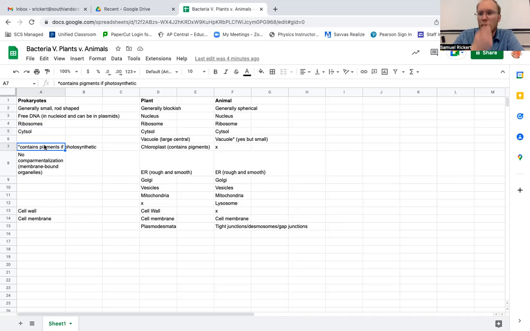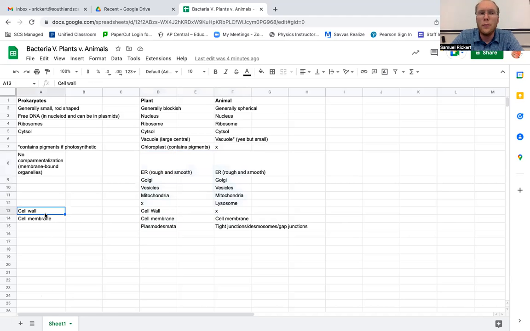Another thing is prokaryotes can be autotrophic or heterotrophic. If they're autotrophic, they will perform photosynthesis just like chloroplasts. In that case, they will contain pigments if they're photosynthetic. However, they are not going to have any compartmentalization like we'll see in plants and animals. Like all of these will not be existing. Sorry, not including cell wall. So these and many more organelles will not be there.